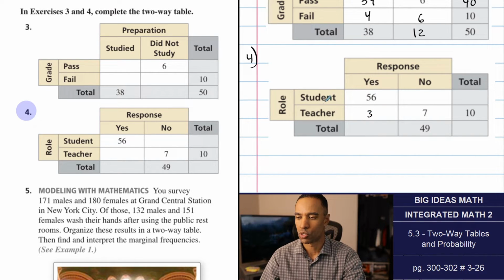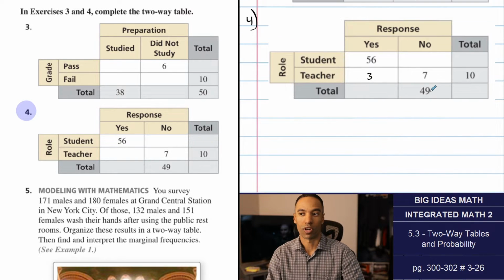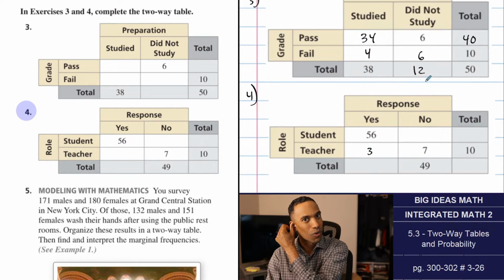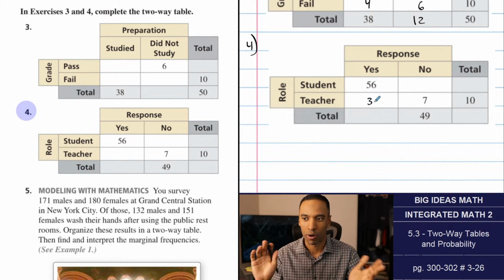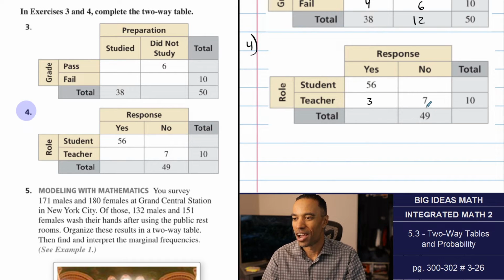What is this? Whether you're a student or teacher, respond yes or no. So those aren't necessarily correlated. Like, I feel like because you studied, you're more likely to pass. But the yes or no part here, I don't know. It depends on what the question is.